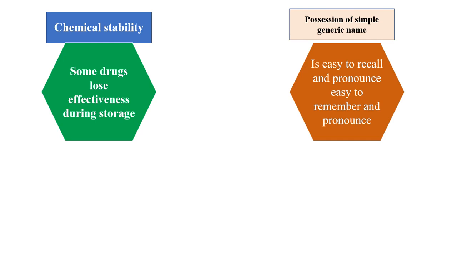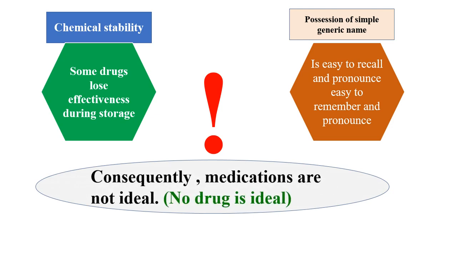Also, possession of a simple generic name, to be easy to use, easy to recall or pronounce, easy to say. This is what we call possessing a simple generic name. But we haven't any ideal drug. There is no drug that has these properties perfectly. So we haven't an ideal drug.